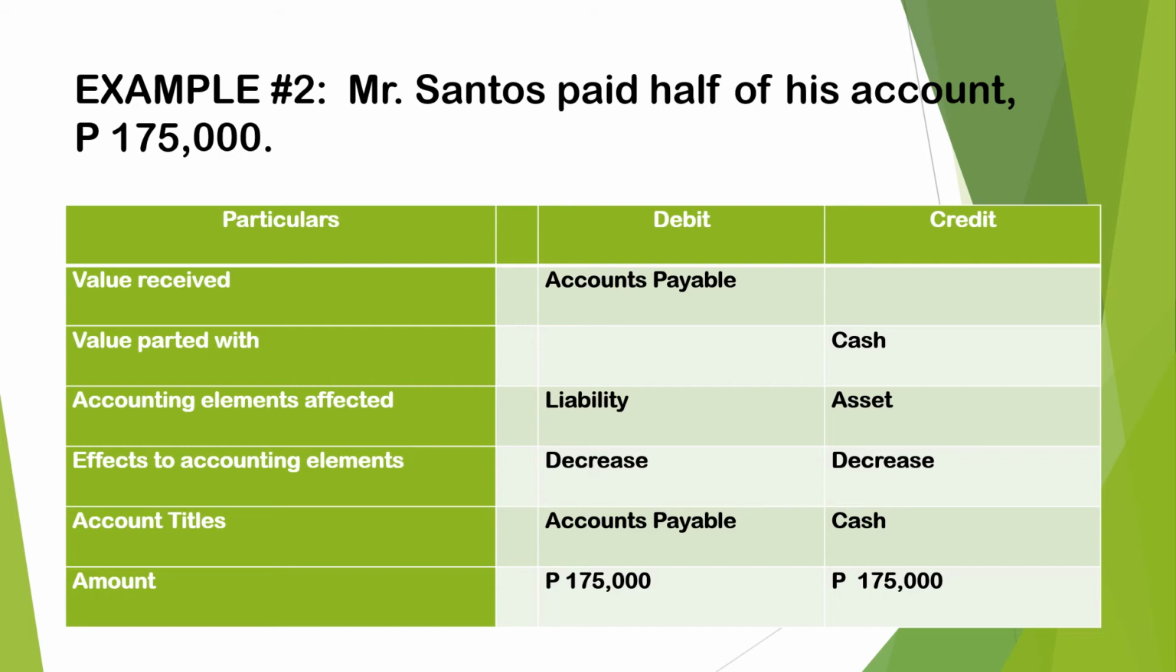So, there is a decrease. At anong nangyari dun sa asset natin nung magbayad tayo? So, nabawasan yung asset natin, kaya nagkameron ng decrease. So, ano naman yung account titles na gagamitin natin? Siyempre, accounts payable and cash. And the amount is how much? So, 175,000, which is being stated on the given example or the business transaction. Okay.